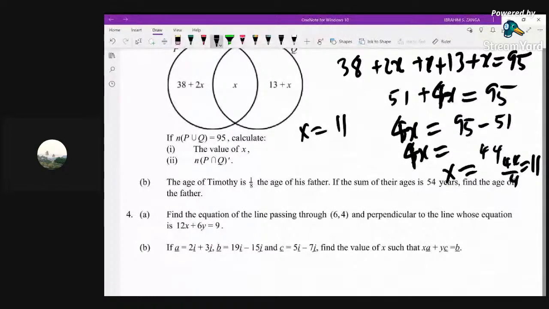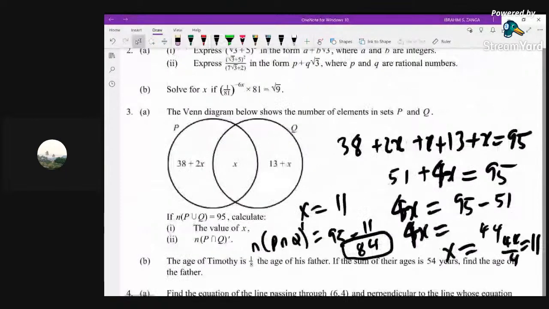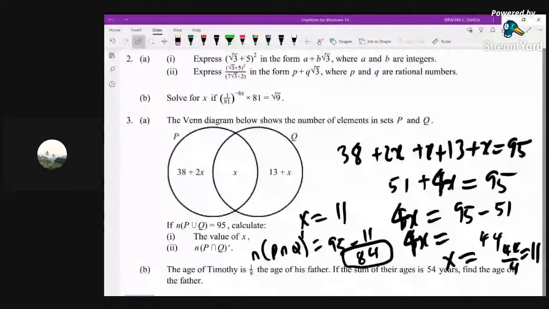So we are going to take all the numbers out of the intersection part. So actually, I can say that the number of p intersection q complement equals 95 minus the intersection part, which is 11. So you take 95 minus 11, which is 84. So the number of p intersection q complement is going to be 84. And that is the solution for question number 3A.